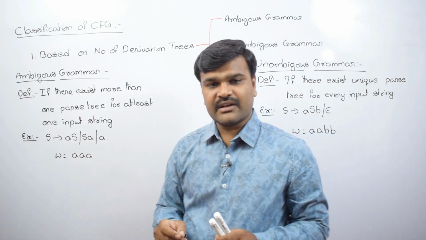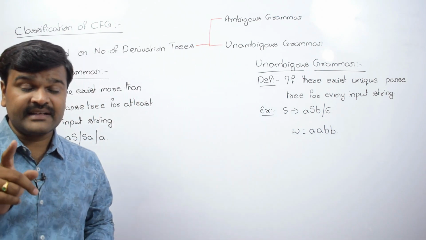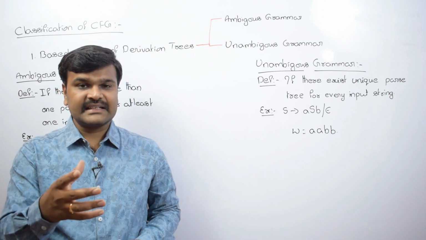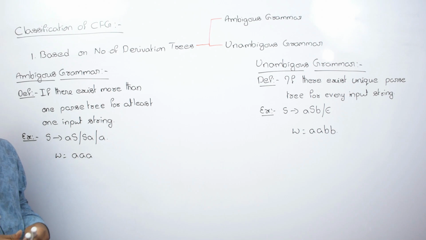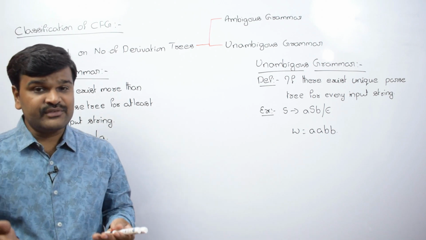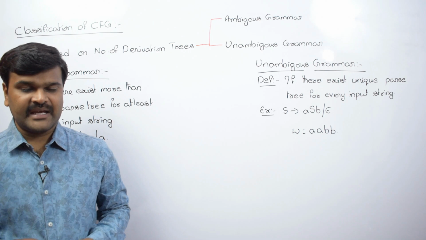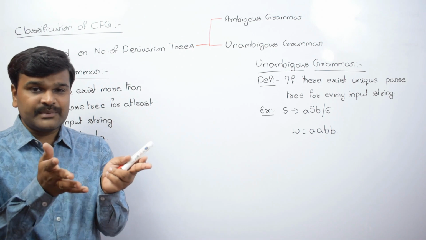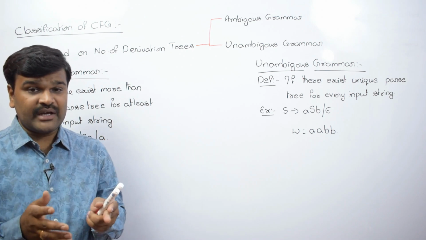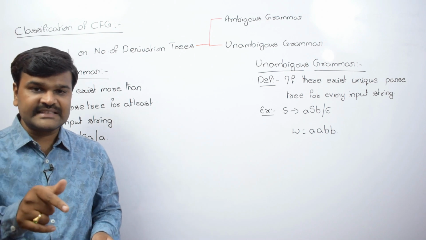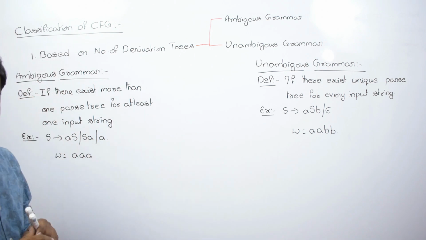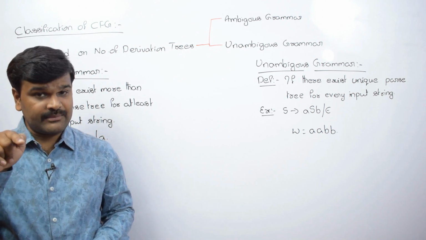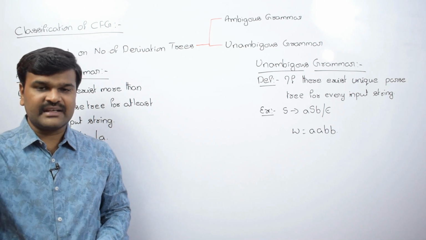So, if you have more than one parse tree, a differently structured tree, for at least one input string, then that grammar becomes ambiguous. Which tree you have to consider, there is confusion, that is why it is ambiguous. Ambiguity means a confusion state. Whenever you have two paths, which path do you take? Whenever you have two trees, which tree do you consider to get this input string? That is why it is called an ambiguous grammar. Ambiguous grammars are actually not recommended, as we will understand when we discuss further.